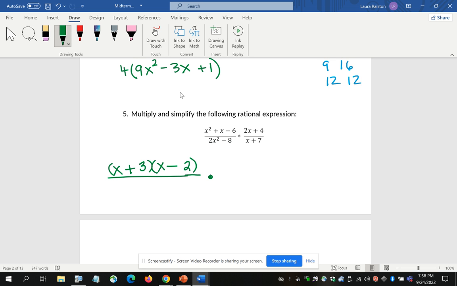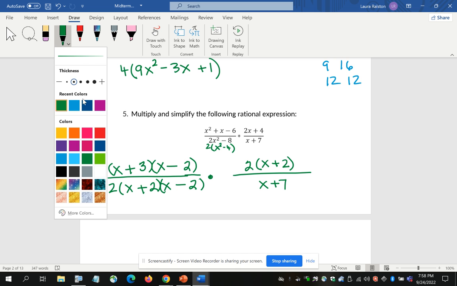In the denominator on the left, I do have a common factor of 2, and then I have x squared minus 4, which gives me the difference of 2 squares. So I have the factor of 2 and then x plus 2, x minus 2. On the right, 2x plus 4, I have a common factor of 2, which gives me 2 times x plus 2, and then x plus 7 doesn't factor.